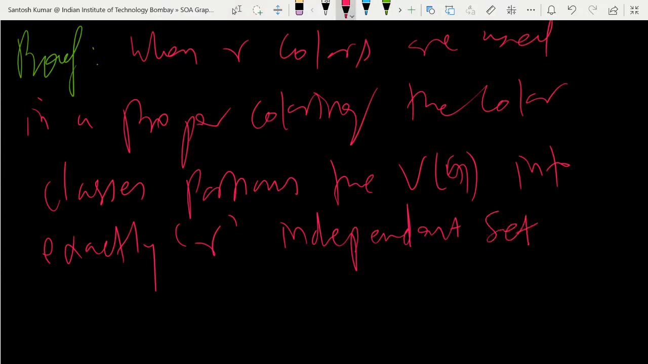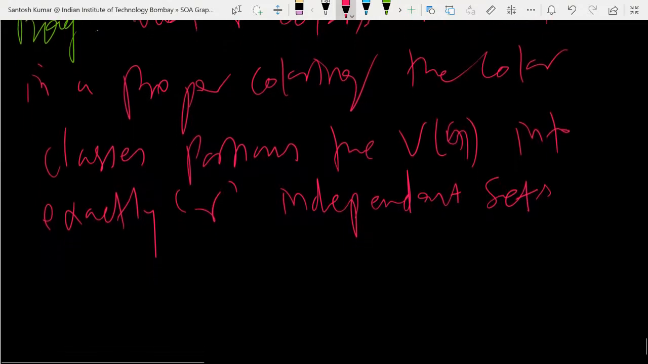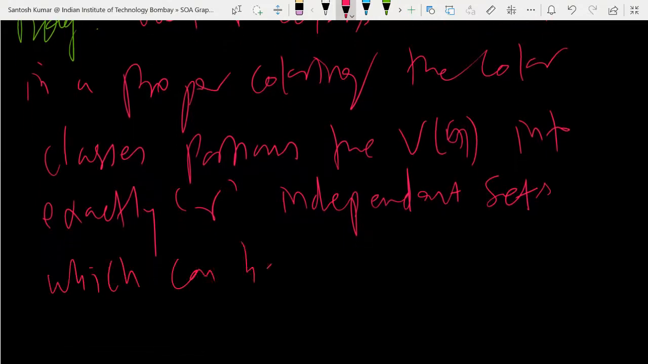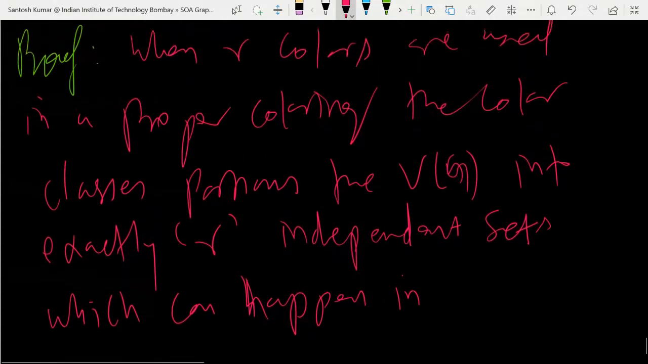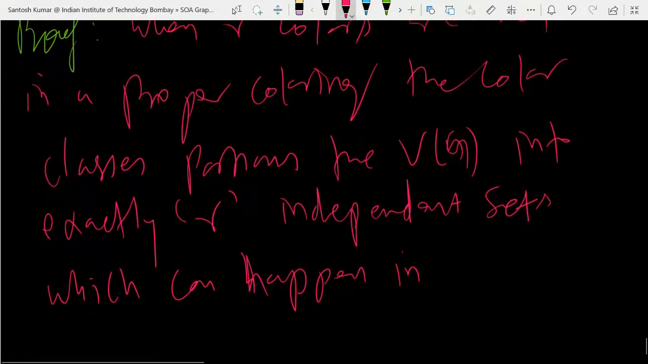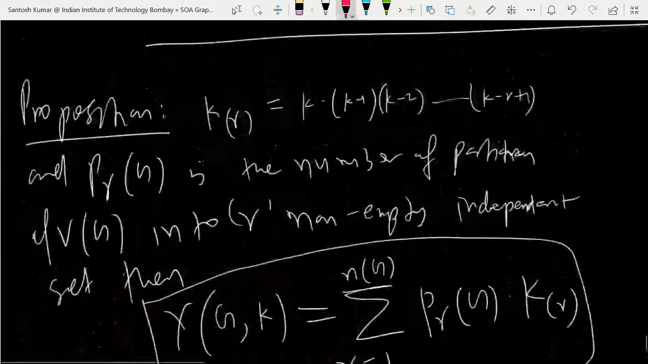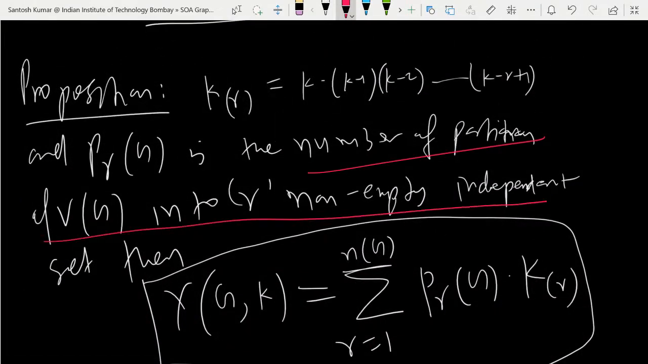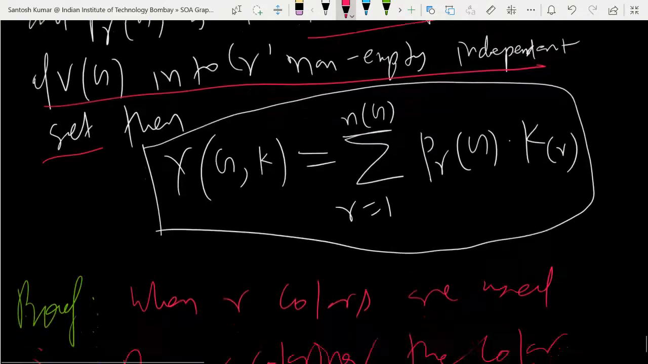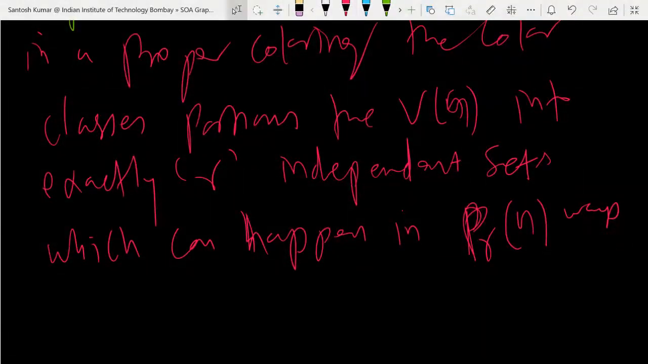So independent sets, which can happen in how many ways? So I'm using R colors, okay, which can happen in PRG ways, meaning the number of partitions. So the number of partitions of the vertex set into R independent sets can happen in this way, because the notation itself says it is the number of partitions of the vertex set into R independent sets. So the number of partitions can happen in PR ways, okay.